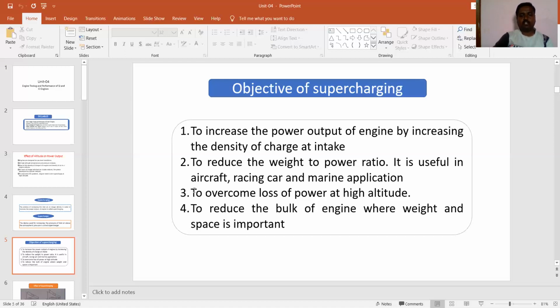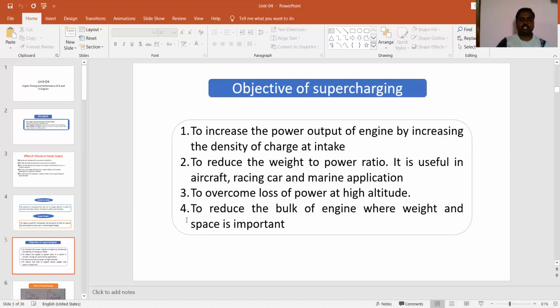Next one is to overcome the loss of power at high altitude. Suppose, as I said earlier, when we move at high altitude, the power development will be reduced. This reduced power is covered by using the supercharging concept.